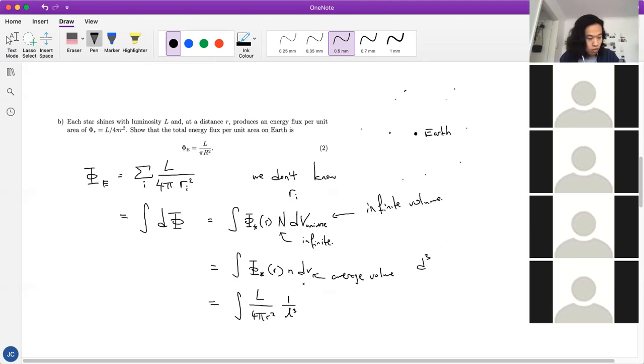dV is just integrating over the volume, so it's going to be a 3D integral. But it's spherically symmetric because it's isotropic in every direction, so we don't have to integrate over solid angle. We can just take out a 4 pi, and we only integrate over the radial direction, r dr. And because we're only going over the average distance volume, the radius goes from 0 to d.